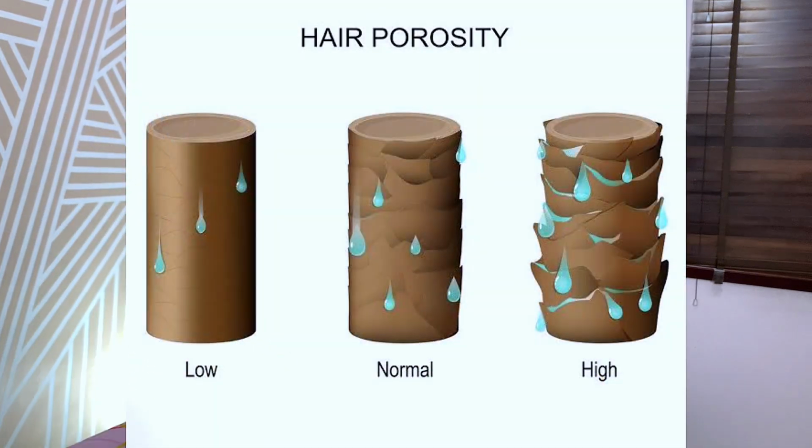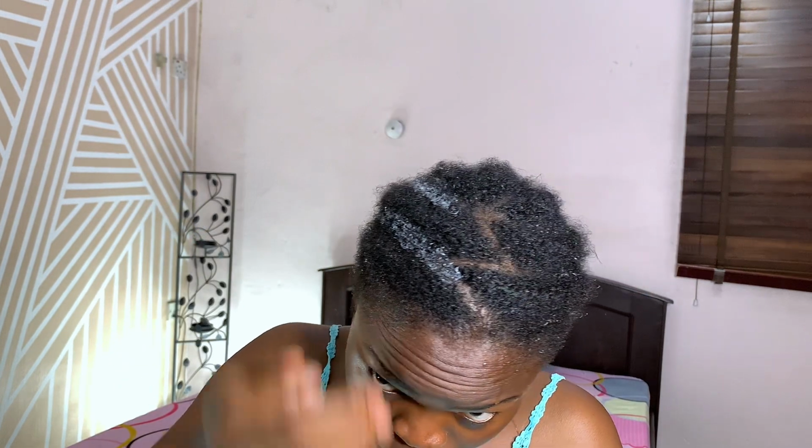So with low porosity hair, the cuticles overlap each other and they are tightly packed together. Because there are no spaces between the cuticles, it makes it harder for water as well as products like oils and conditioners to deliver moisture to your hair shaft. Because your cuticles are tightly packed, that's why your hair is repelling moisture, oils and products.